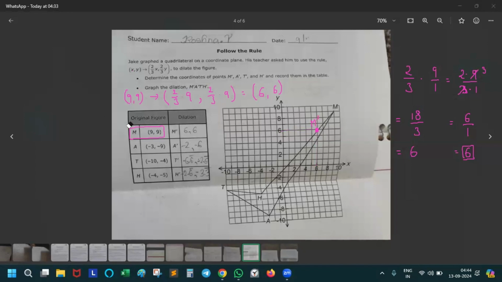So that is M prime. So you have to do the same calculations for A, T, and H. Are you ready? Okay. Let's do it for A. You start with -3 comma -9, and then you transform it to 2 over 3 times -3 comma 2 over 3 times -9. Okay, can you tell me what is 2 over 3 times -3?